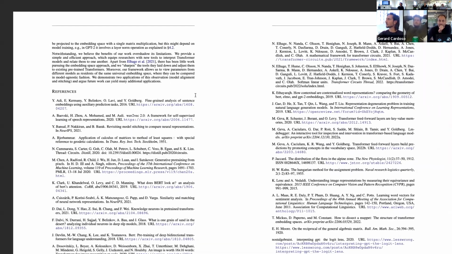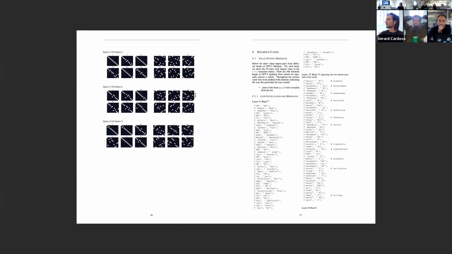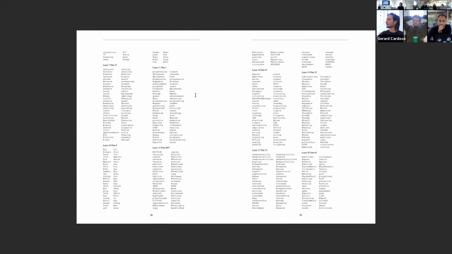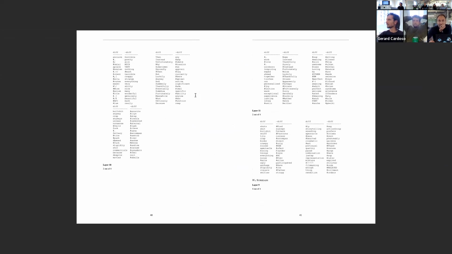Yeah, so that's the paper. They have a deep appendix, but mainly because they copy all of the examples, which I think are quite amusing to look at.